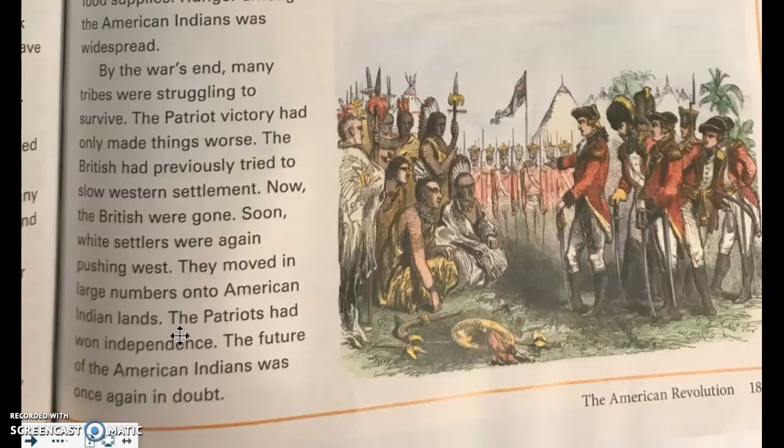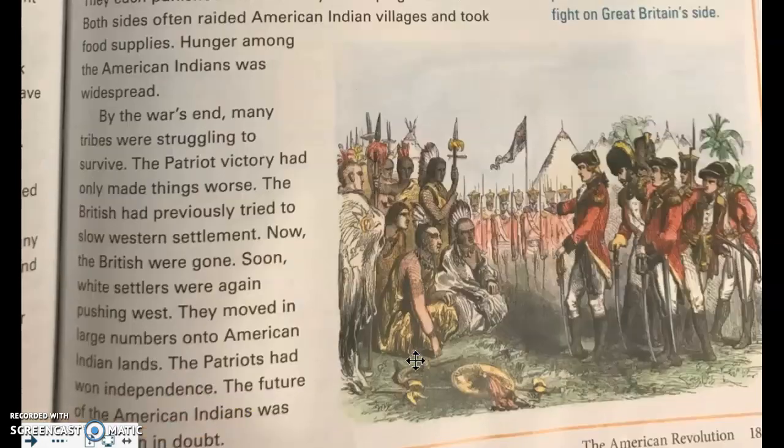The British had previously tried to slow Western settlement. Now the British were gone. Soon white settlers again were pushing west. They moved in large numbers onto American Indian lands. The Patriots had won independence. The future of the American Indians was once again in doubt.